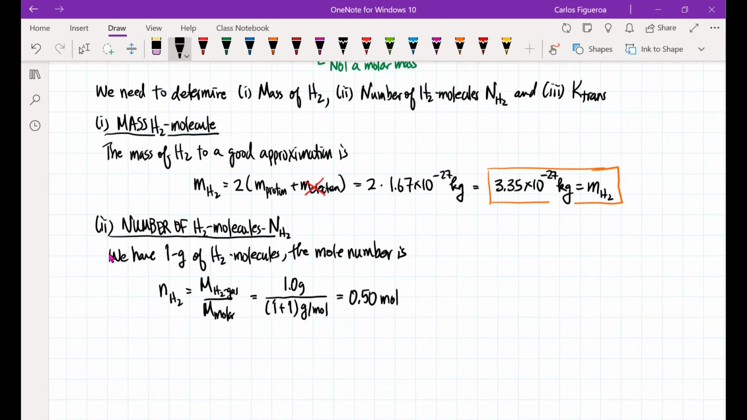So now the number N H2 is going to be the mole number times Avogadro's number, which will then be, of course, half of Avogadro's number.